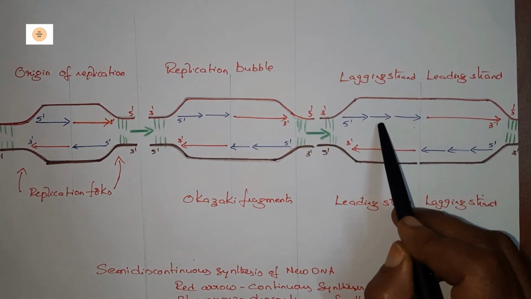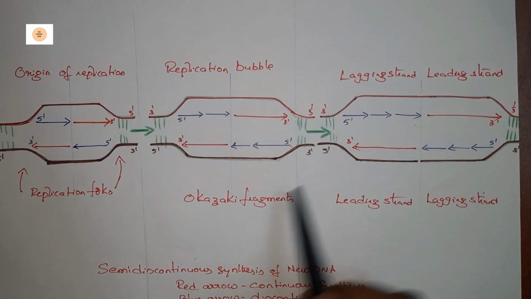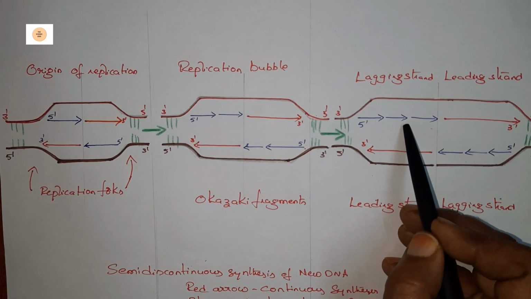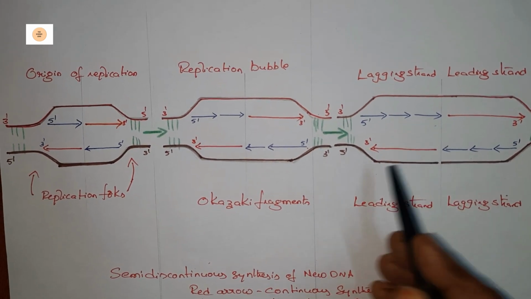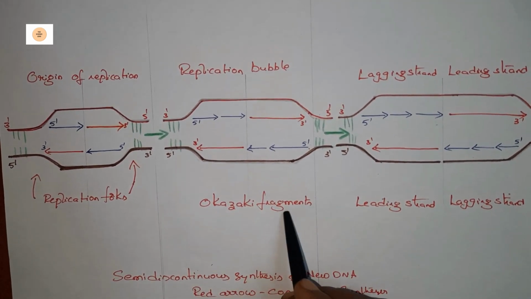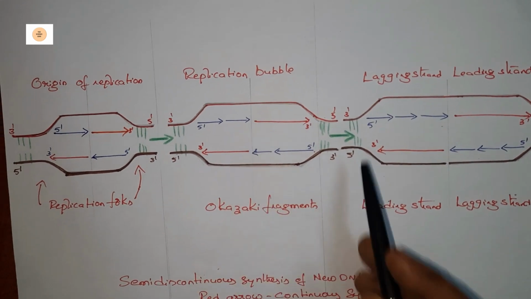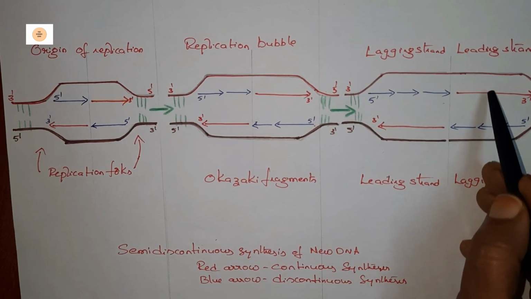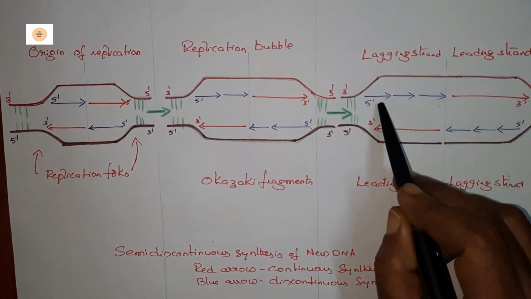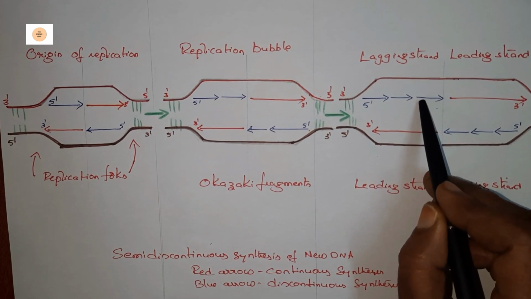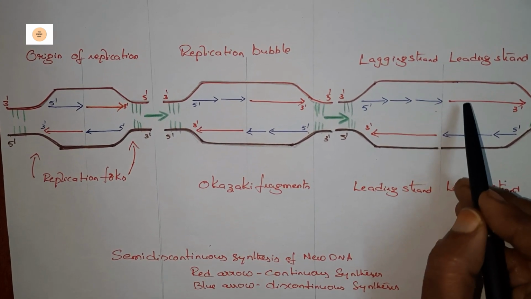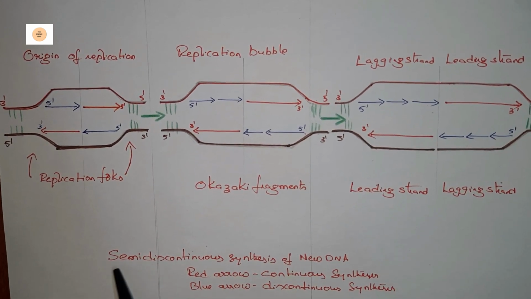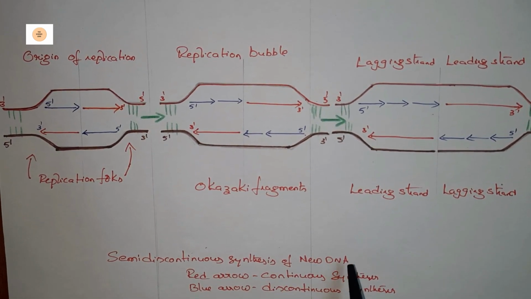And these small strands which are formed in the lagging strand, those fragments, are polynucleotides. They are formed into small fragments of DNA, and those were identified by the scientist Okazaki, and hence those are called Okazaki fragments. And this is called the semi-discontinuous synthesis of new DNA. Means on one side there is continuous formation and on the other side there is small discontinuous synthesis of DNA. So 50% continuous and 50% discontinuous, and hence this type of synthesis is called semi-discontinuous synthesis of DNA.